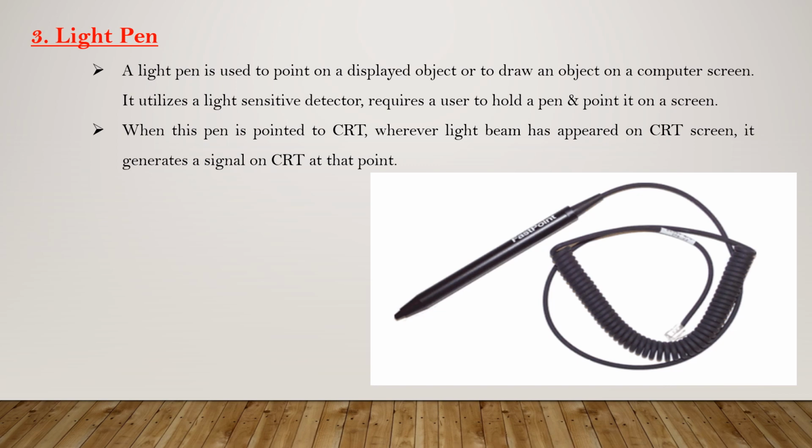Next we have the light pen. The light pen is used to point at a displayed object or to draw an object on a computer screen. Some phones have a stylus to point, or a touch screen. We are pointing with a stylus, so it is the same as that. It utilizes a light sensitive detector and requires the user to hold a pen and point it at the screen. When this pen is pointed at a CRT, wherever the light beam appears on the CRT screen, it generates a signal at that point.